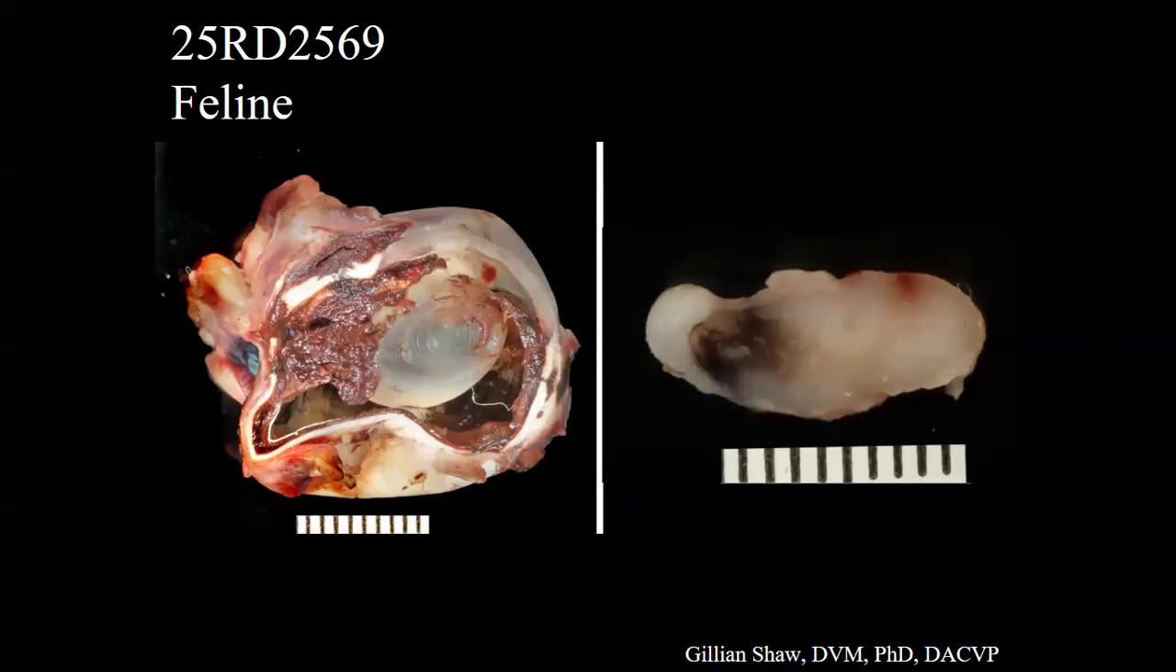I guess we have time for this one. Okay, hello, this is Gillian. I have a case. This is an 18-year-old domestic long-haired cat, spayed female. We got the globe and a lymph node, which they said was the mandibular lymph node. And so the globe is a little bit collapsed, as you can see.